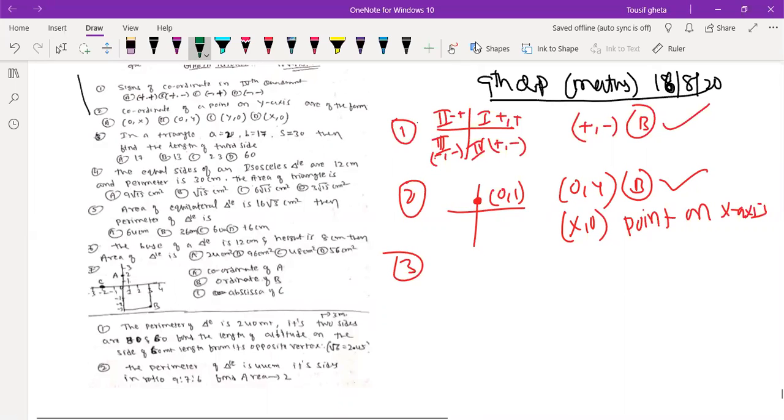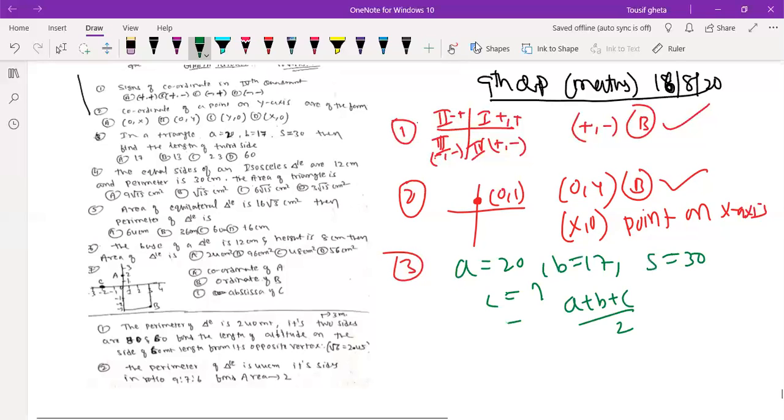Third question was: in a triangle A is equal to 20, B is 17, and the semi-perimeter they gave 30. Then find the length of the third side. So that means they are asking about C. We know semi-perimeter is A plus B plus C by 2. They gave 30. So 30 equals 20 plus 17 plus C by 2. We will cross multiply, so we will get 60.